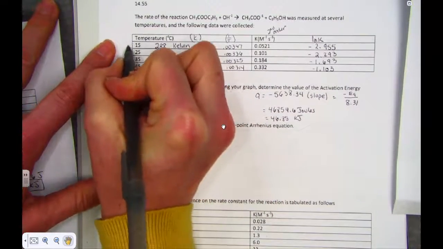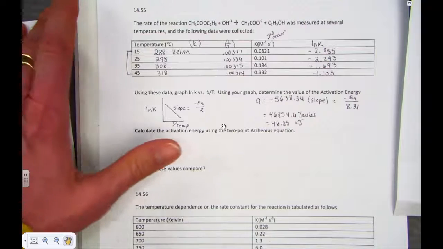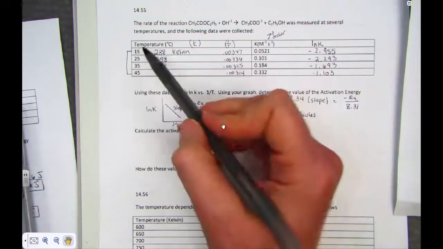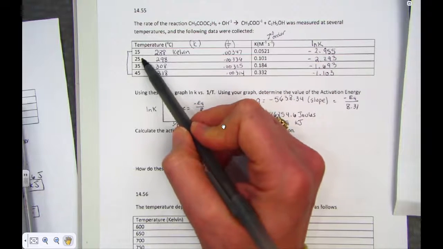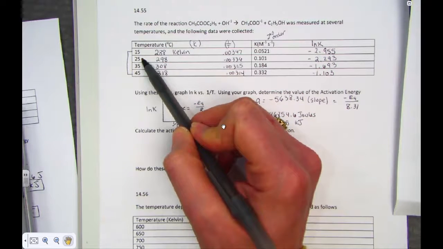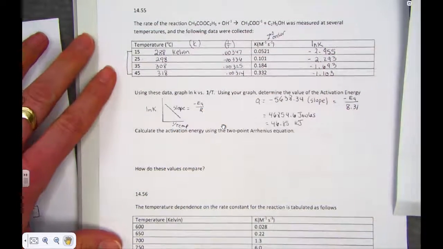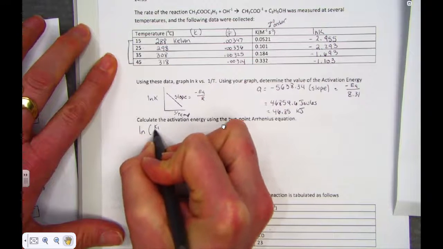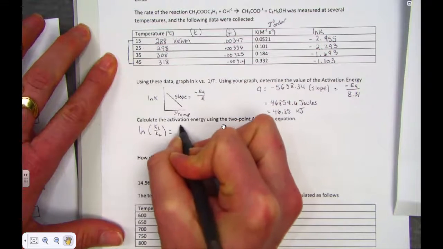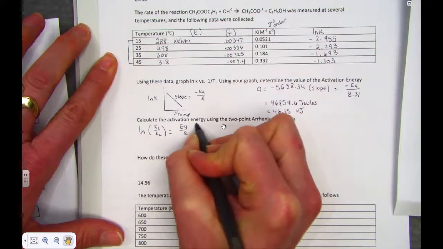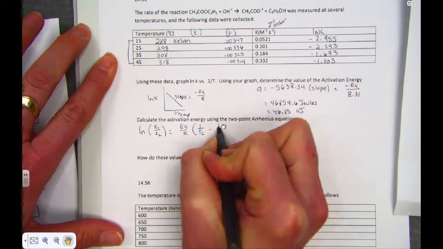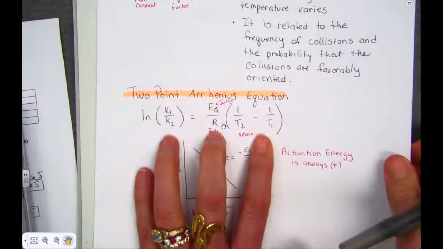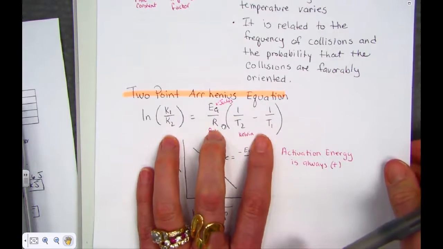My piece of advice is to always take the trials that are farthest away so you get a true representation of the slope of the line. I don't want to take 2 points that are right on top of each other. I'm not getting a nice representation of a true line. So take the farthest points possible. The natural log of K1 over K2 is equal to EA over R times the reciprocal of T2 minus T1. All I've done so far is just copy my equation, the two-point Arrhenius equation.